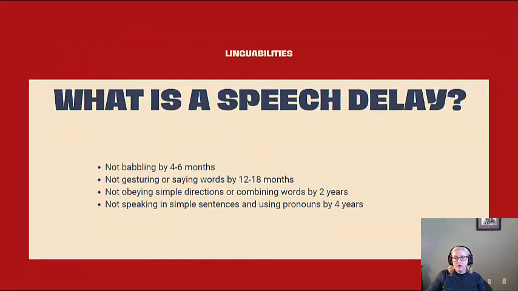So what is a speech delay? Well, according to child developmental experts, children should reach certain speech milestones and certain language milestones by certain ages. When a child fails to reach one or more of these developmental milestones, then you may have reason to suspect a speech delay. So some of the milestones or the things that you want to look out for include not babbling by 4 to 6 months, not gesturing or saying words by 12 to 18 months, not obeying simple directions or combining words by 2 years, or not speaking in simple sentences and using pronouns by 4 years.